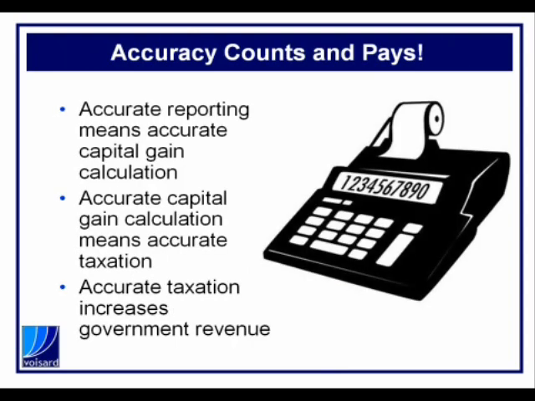So when you get that improvement in accuracy, the accurate reporting means an accurate capital gain calculation because the IRS has both sides of the transaction. It means accurate taxation as well. And accurate taxation, of course, increases government revenue because everything is being reported. All the information that's necessary is being reported on your tax return and on the information sent to the government. So that's really where this comes into play.